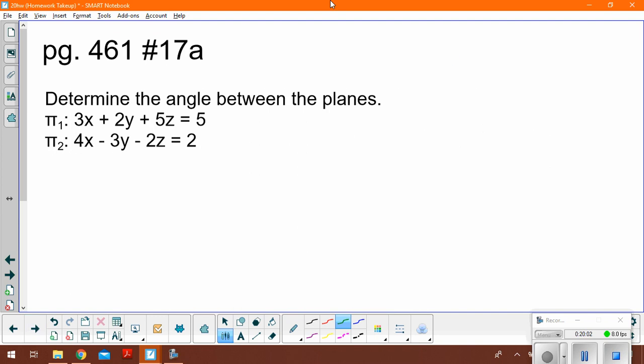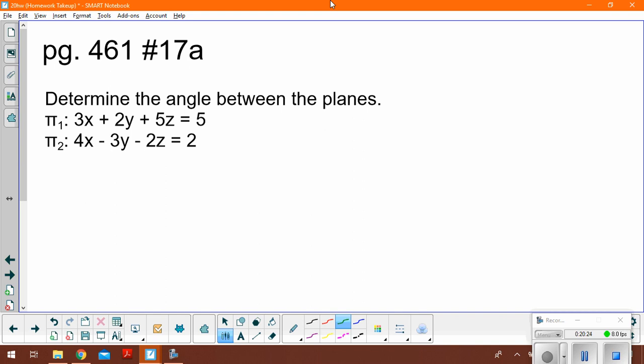Okay, number 17a, determine the angle between the two planes. This question has a big preamble that I didn't write down here, but it gives you a good hint as to what's going on. It says, since the normal vector to a plane determines the orientation of the plane, the angle between two planes can be defined as the angle between their two normals.